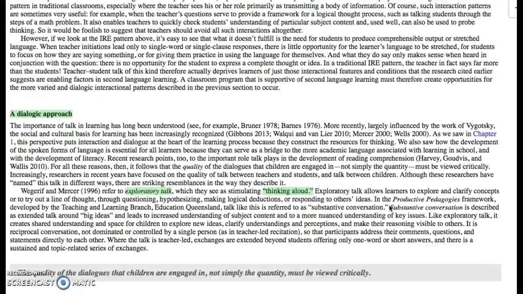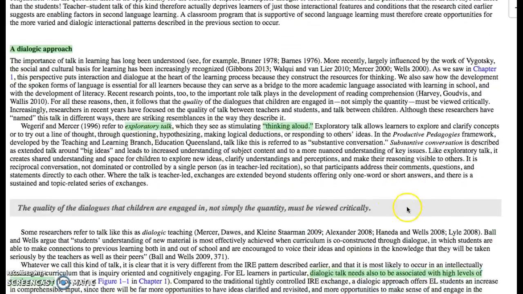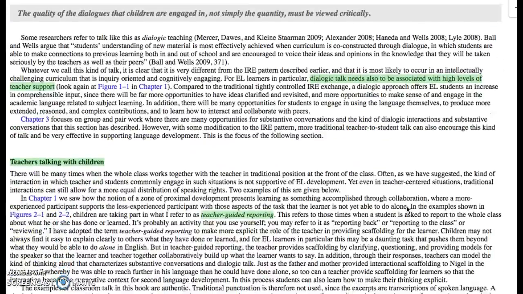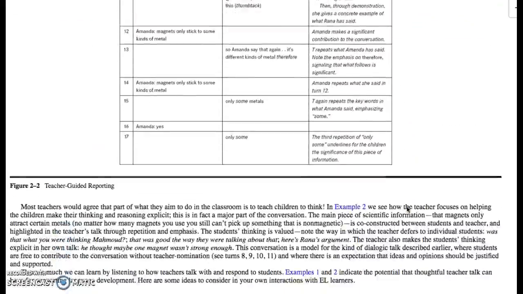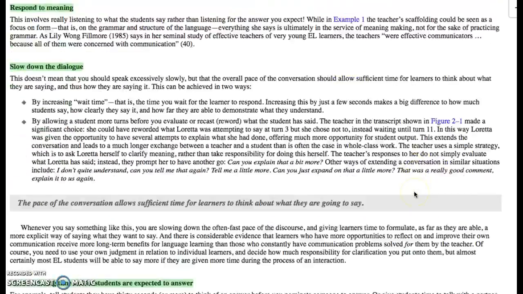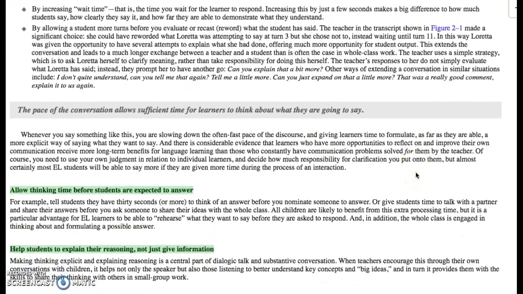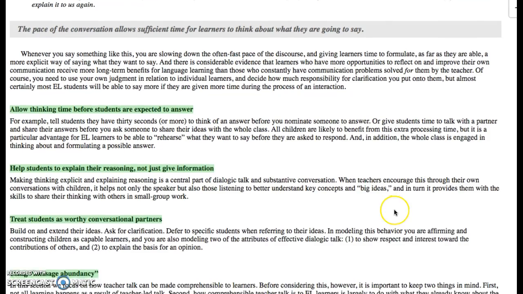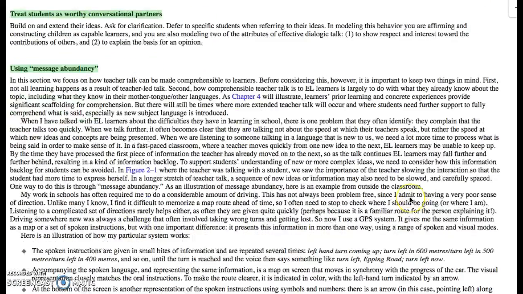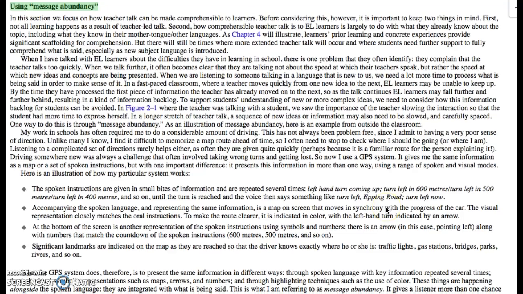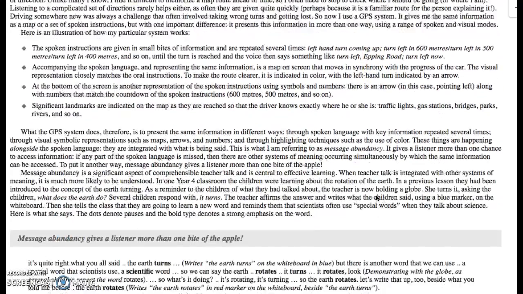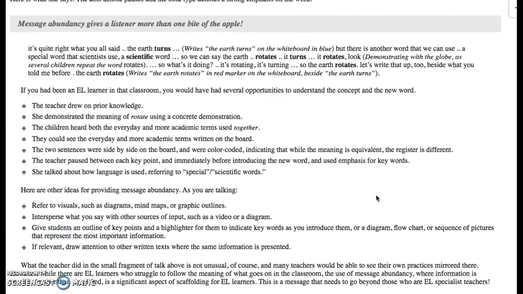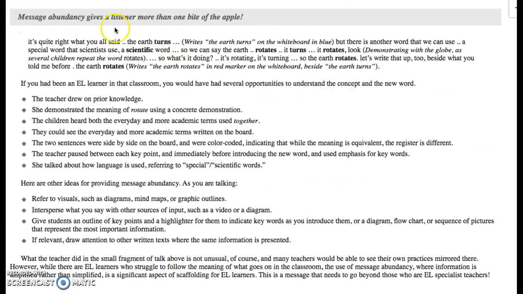Moreover, we should use a dialogic approach when working with English learners as well. And we must also, down here, it talks about slowing down the dialogue, as well as using message abundancy, so providing students with multiple different ways of doing things and saying things so that they're able to understand better. As the text says right here, message abundancy gives the listener more than one bite of the apple.